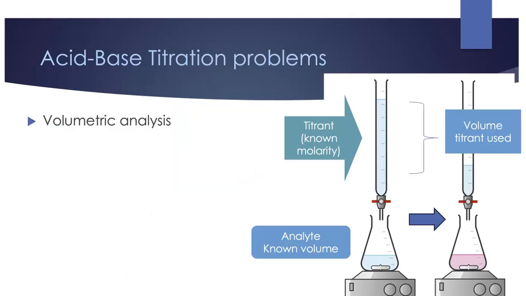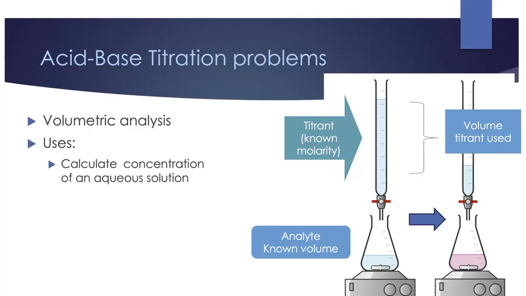So what we're talking about here is an example of volumetric analysis. We're doing volume measurements to figure something out. There are a lot of uses for that, calculating the concentration of an aqueous solution, and we can also use it to find the molar mass of an unknown acid. This is especially relevant when the acid is a solid and we can mass the amount of acid used. We're going to go through and do some problems like that so you can see how that works.